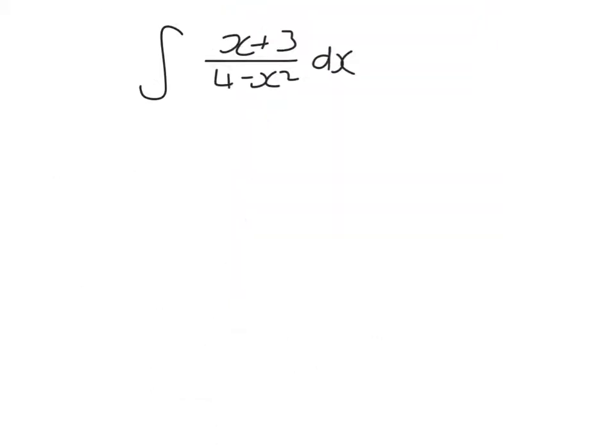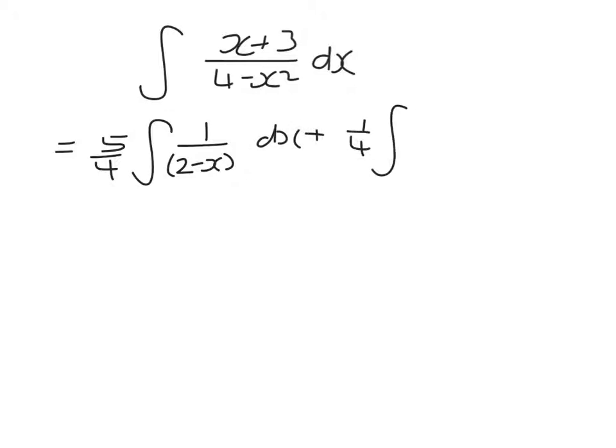We now use our answers to part 1 to rewrite the integral. We have 5 quarters of 1 over 2 minus x, and we have 1/4 of 1 over 2 plus x, and I've deliberately written the fractions in front of the integral sign so I don't have to worry about them when integrating.